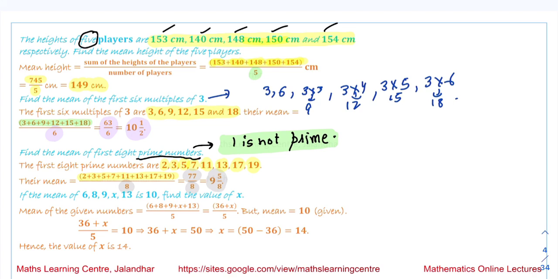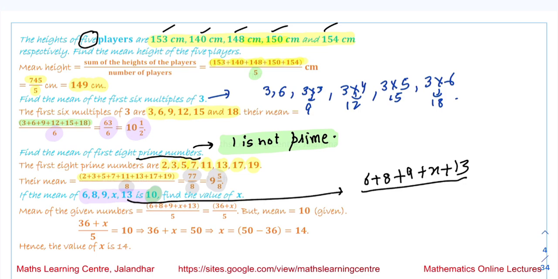Now the next question: if the mean of these numbers 6, 8, 9, x and 13 is 10. The mean that is given to us is 10. So what this means is that the sum of these numbers, 6 plus 8 plus 9 plus x plus 13, divided by how many numbers there are. If we count these numbers, it is 1, 2, 3, 4 and 5 numbers. We are dividing it by 5, and the value of the mean is equal to 10. So we have to find the value of x.